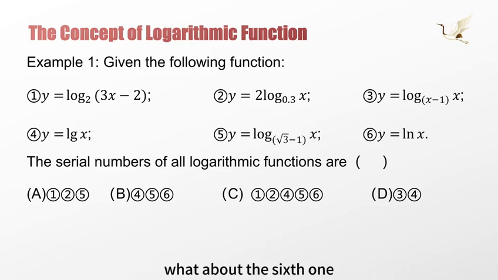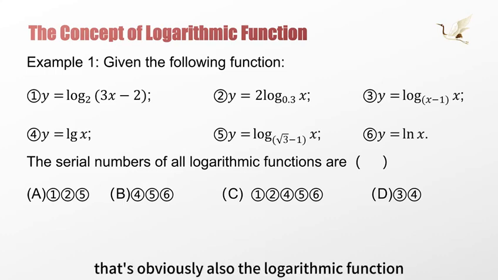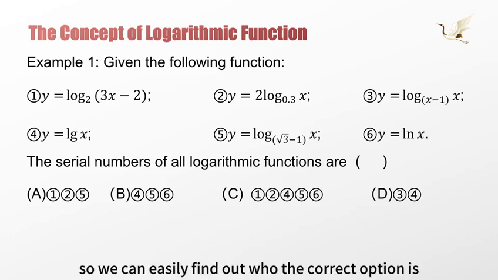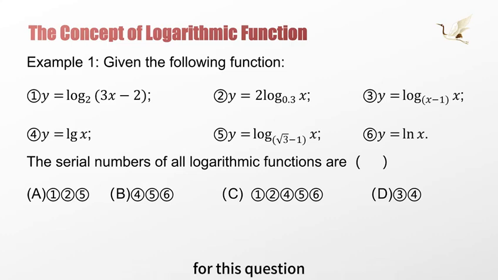What about the sixth one? After writing this function, its base still doesn't look like this, but we know it's the natural logarithm we've learned before, and its base is the irrational number e. It's the logarithm of x with base e. That's obviously also a logarithmic function we learned, so we can easily find the correct option for this question. The answer is B.